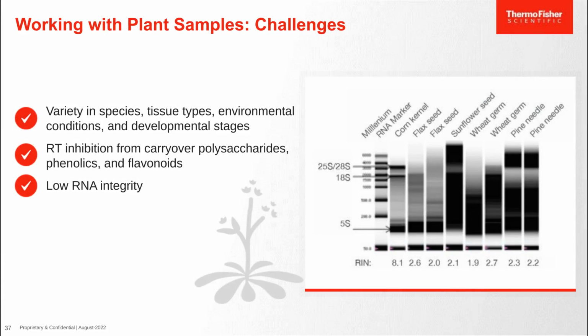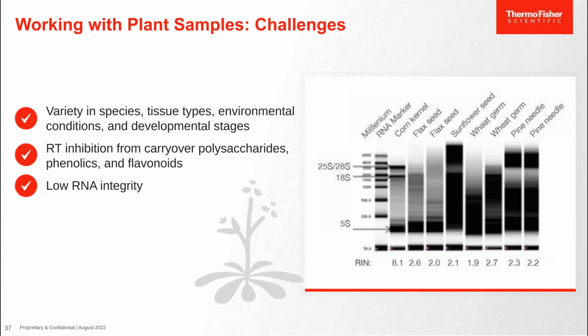Plant samples pose unique challenges in that different types of tissues, plant developmental stages, variety of species, and so on may require different RNA isolation techniques. In addition, plant compounds like polysaccharides, phenolics, and flavonoids have been shown to inhibit reverse transcription enzymes. Finally, poor RNA integrity is a common issue occurring after extraction from plant samples.